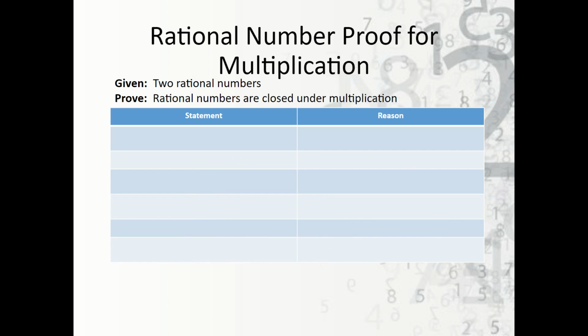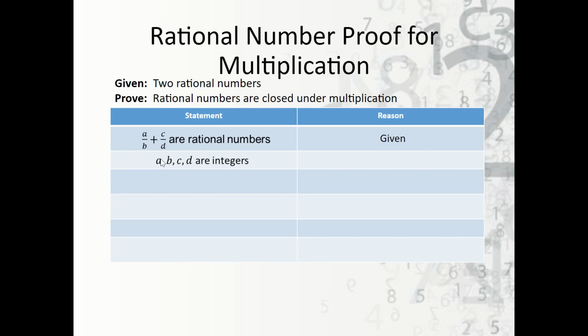Now let's look at an example for multiplication. We're given that we have two rational numbers, and we're expected to prove that rational numbers are closed under multiplication. So we're going to start with a over b times c over d, and we're going to state that those are rational numbers, and that's given to us.